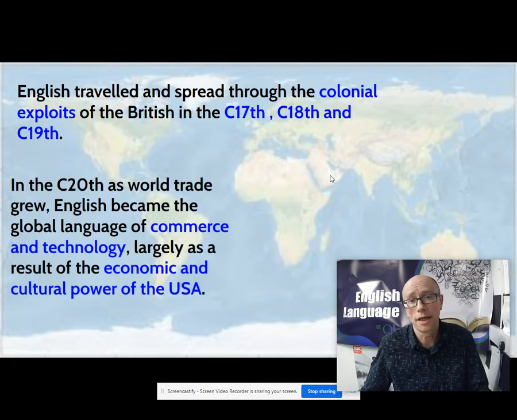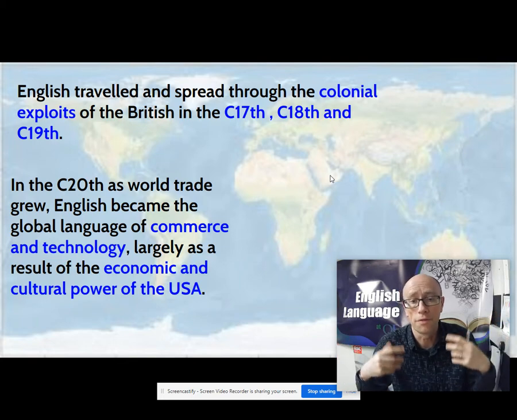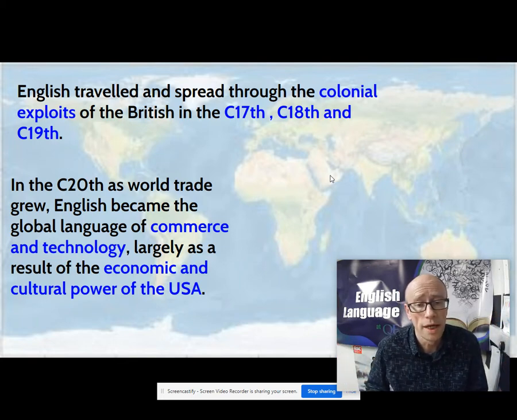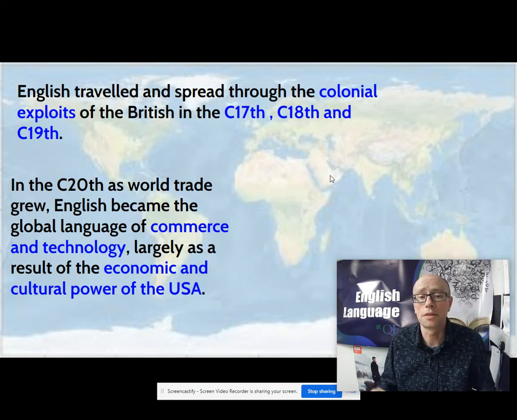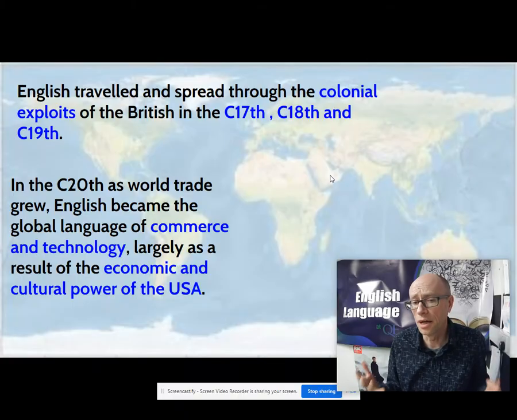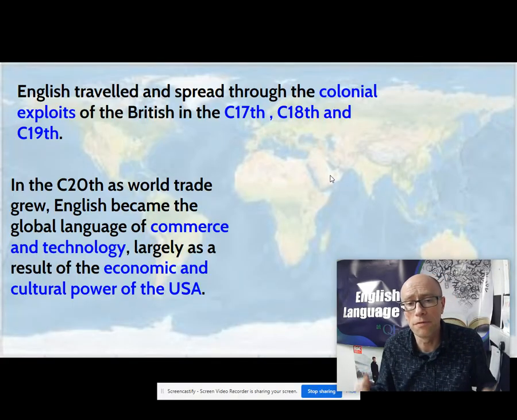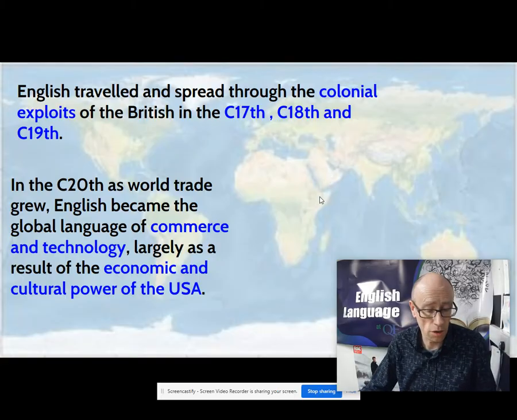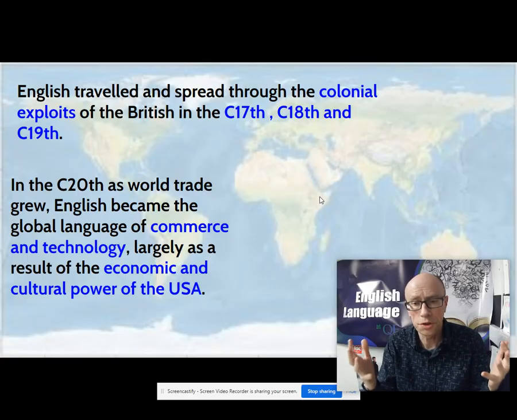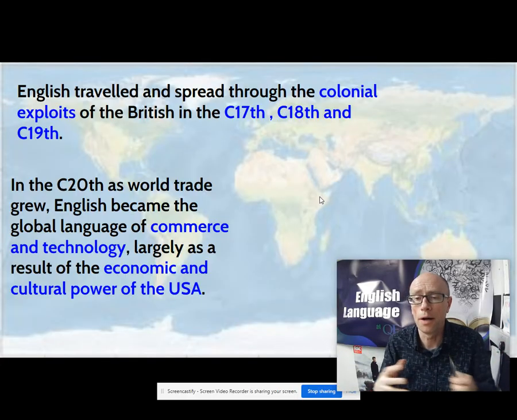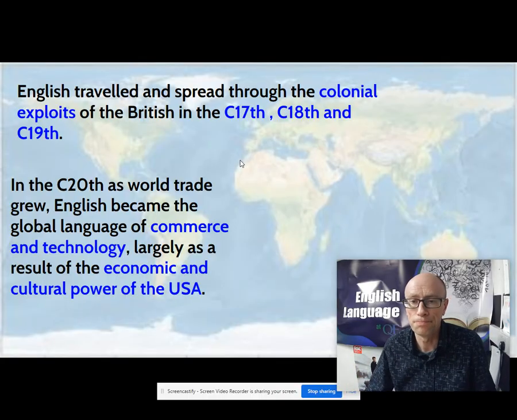But in the 20th century, it's the growth of world trade. You have the First and Second World War, and English became this global language, the global language of commerce and of technology. And it's really largely a result not of the British Empire, but of the economic and cultural power of the United States of America. People want to speak the language of the power that they perceive to be socially, culturally, politically powerful.